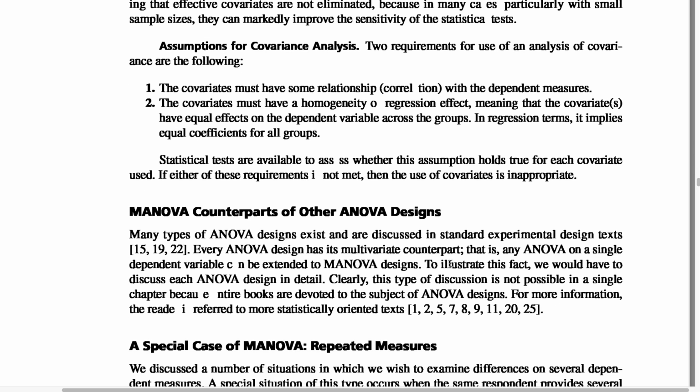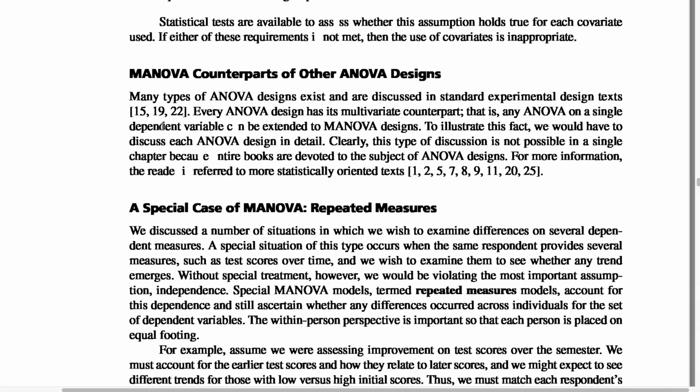MANOVA counterparts of ANOVA designs. Many types of ANOVA design exist and are discussed in the standard experimental design texts. Every ANOVA design has its multivariate counterpart, that is, any ANOVA on a single dependent variable can be extended to a MANOVA design. To illustrate that fact, we would have to discuss each ANOVA design in detail. Clearly, this type of discussion is not possible in a single chapter because neither book is devoted to the subject of ANOVA design. For more information, refer to more statistically oriented texts.